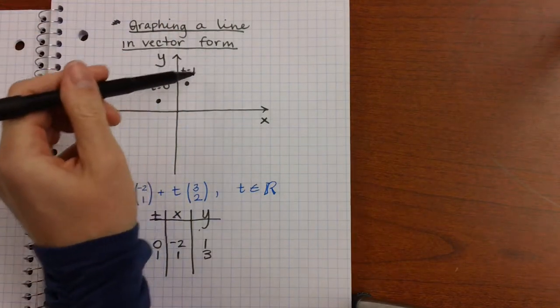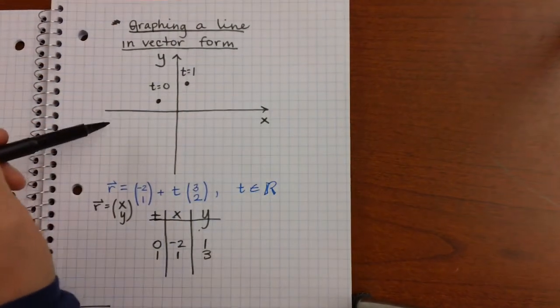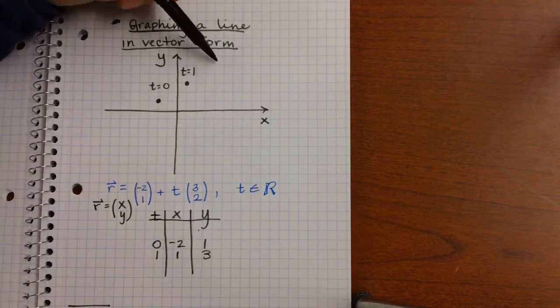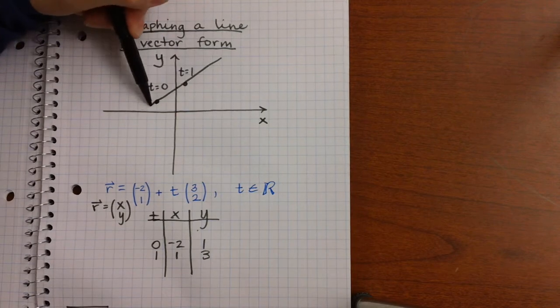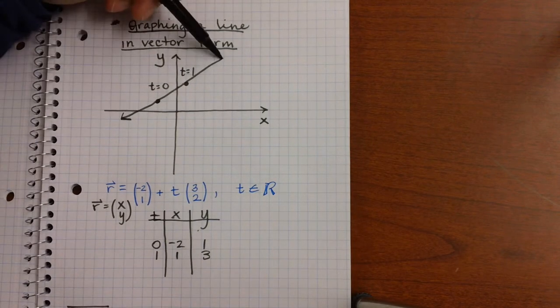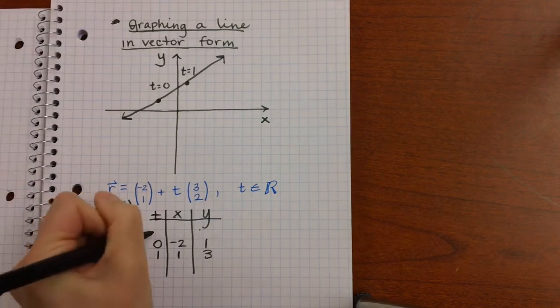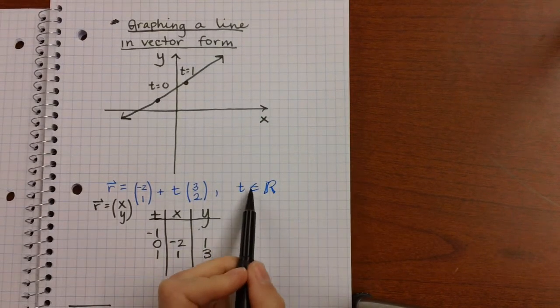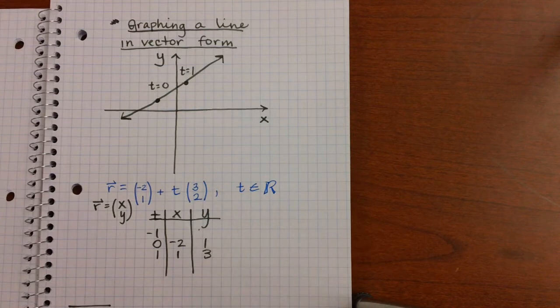Okay? So I can see that my line has a positive slope. Right? And if I want to draw a line that connects these points, it's going to look like this. Okay? I could pick a negative value for my parameter because it just says that my parameter is an element of the set of all real numbers. There aren't any other restrictions on it.